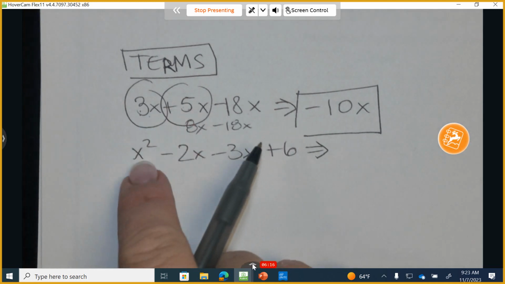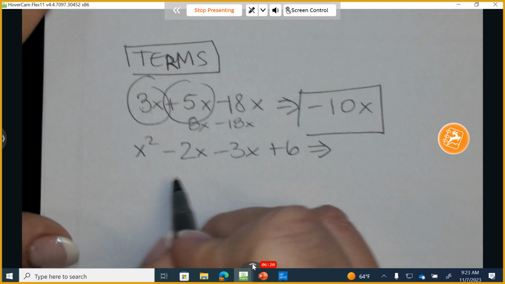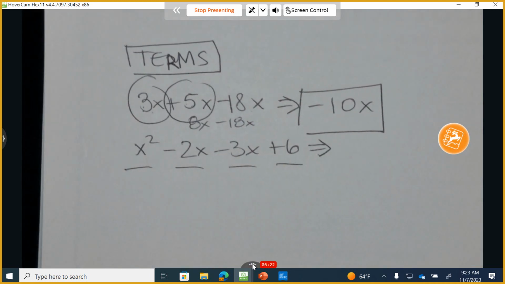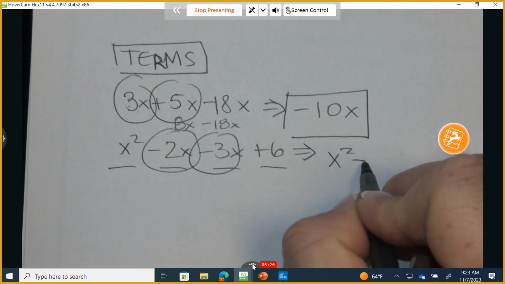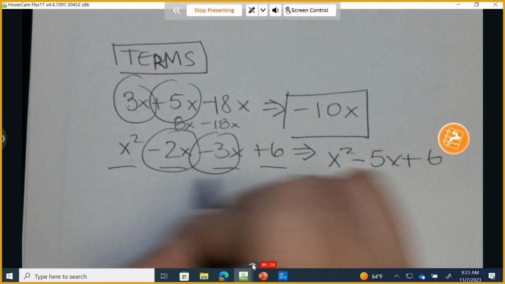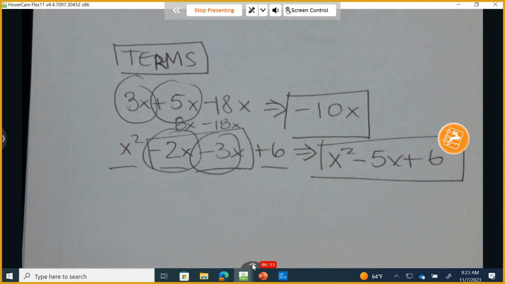Now, when I look at the second example, a lot of students without understanding this would say there's 4 terms. Miss Bradley, I see 4 different groups, but first you have to combine like terms. So x squared minus 5x plus 6, because I combine these two. Here, there is 3 unique terms.